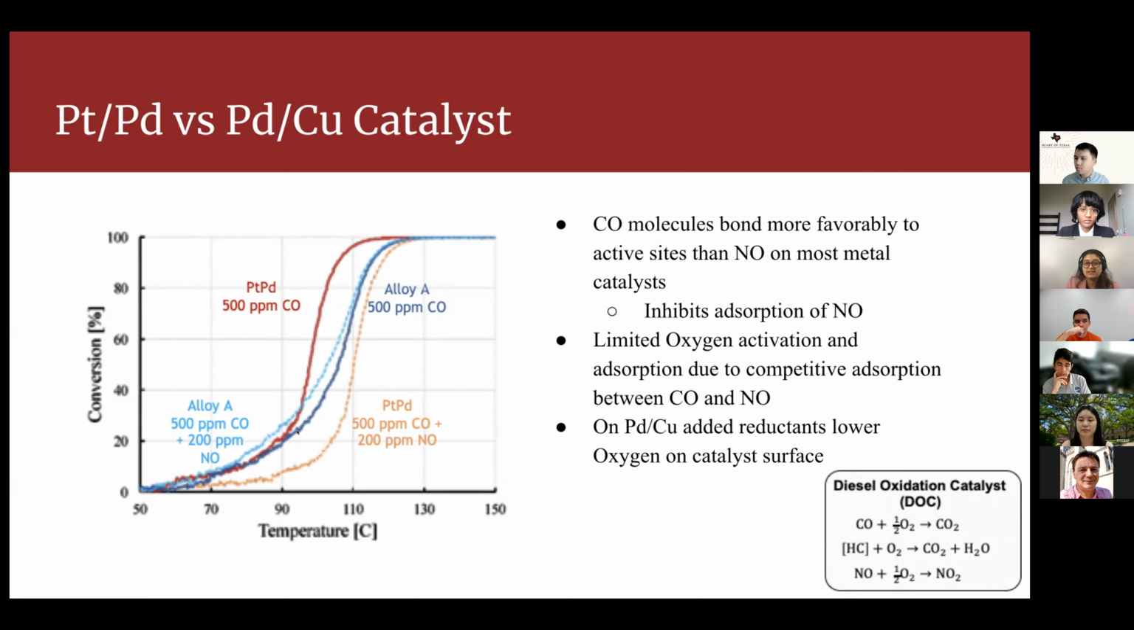And we're really looking at this 100 to 110 temperature range here for conversion rates. But alloy A doesn't do well when it's just carbon monoxide alone. But when you introduce that nitrogen oxide, it's actually doing a lot better. And this is because on palladium copper, when we add in those reductants, we lower the amount of oxygen on the catalyst surface. And so it's able to just react a little bit better. And we're also seeing less competition between CO and NO.